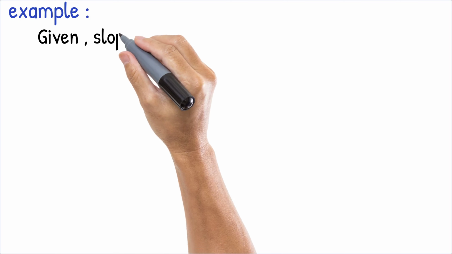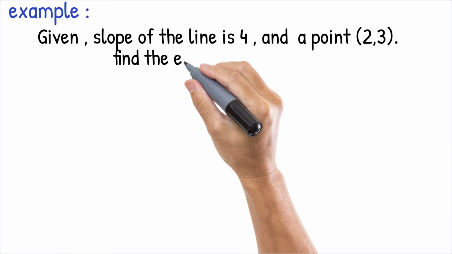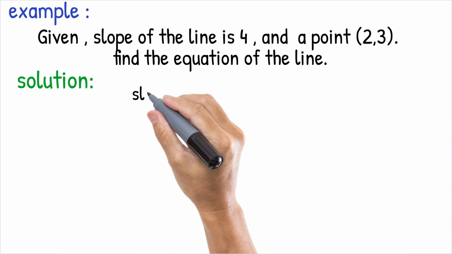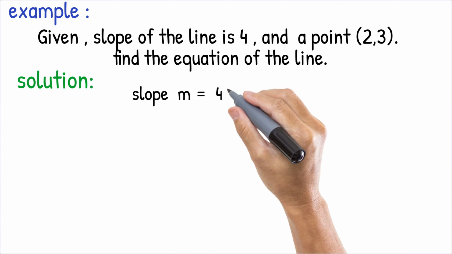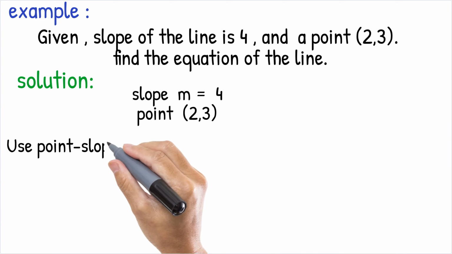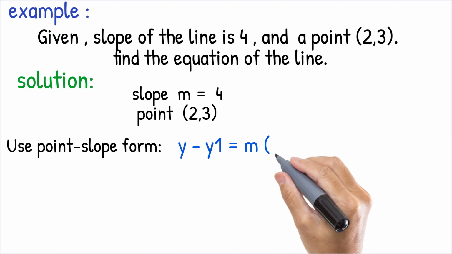Example, given slope of the line is 4 and a point 2, 3. Find the equation of the line. Solution, given slope m equals 4 and point 2, 3, use the point-slope form of the equation, y minus y1 equals m times x minus x1.